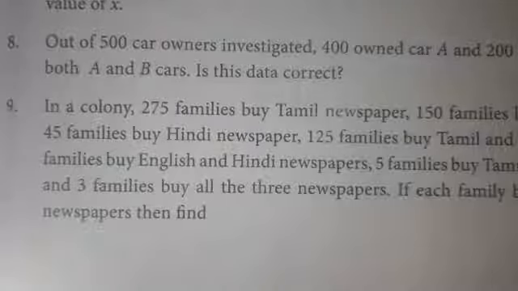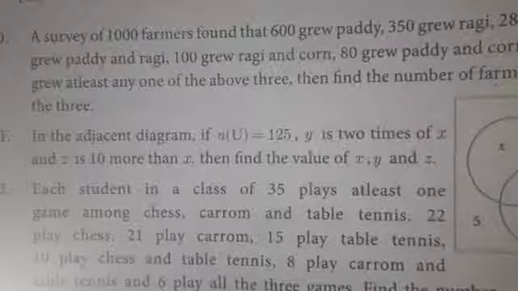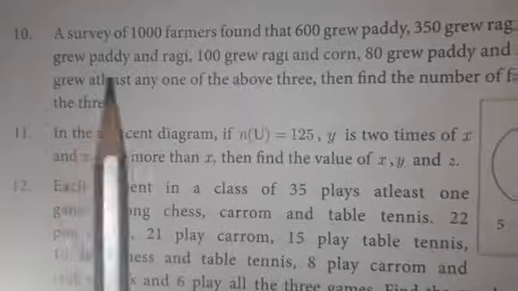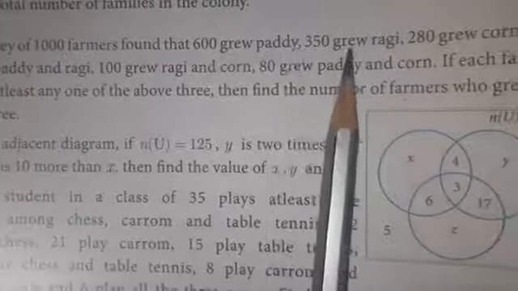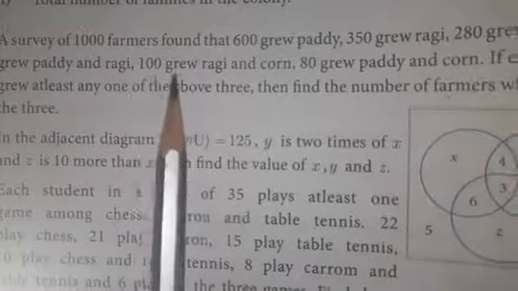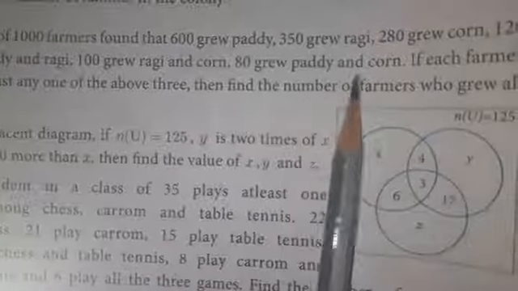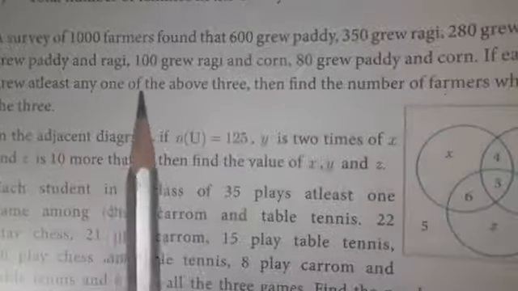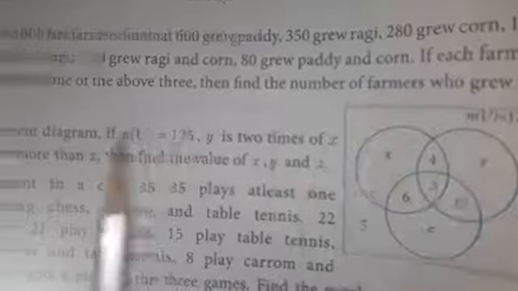The ninth question is homework for you; it is the same as the example problem. The 10th question: a survey of 1000 farmers found that 600 grew paddy, 350 grew ragi, 280 grew corn, 120 grew paddy and ragi, 100 grew ragi and corn, 80 grew paddy and corn. If each farmer grew at least one of the above three, then find the number of farmers who grew all the three.